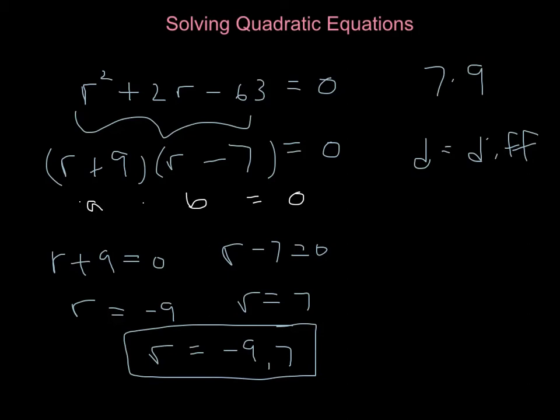Now if we were to draw a graph of this equation, and change that 0 to an f of x, this would be a parabola opening up because our coefficient of the quadratic term is positive, and negative 9 and 7 would be our x-intercepts respectively. This is a lot of stuff that's starting to come together.